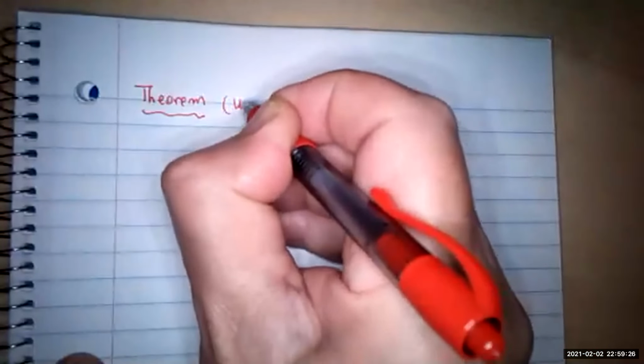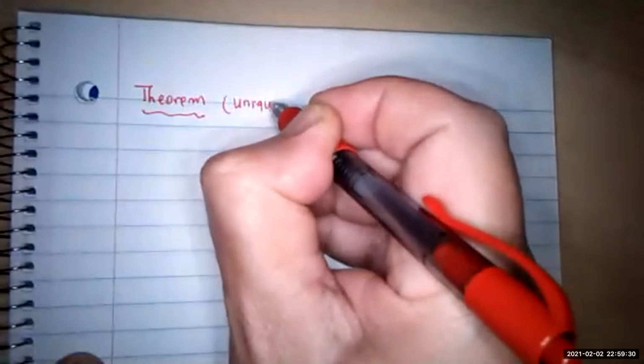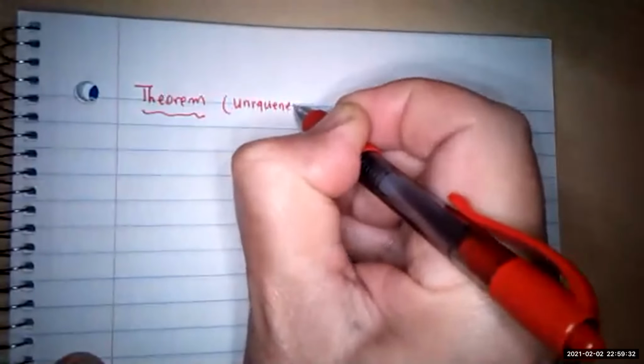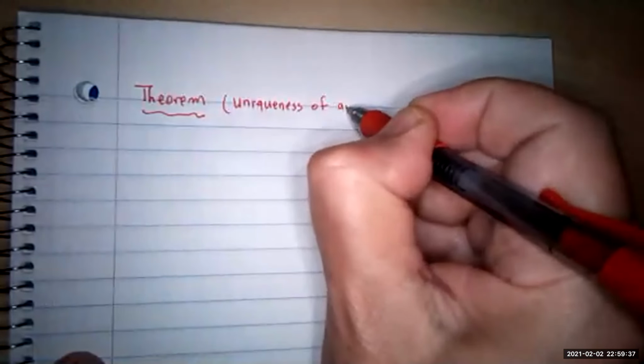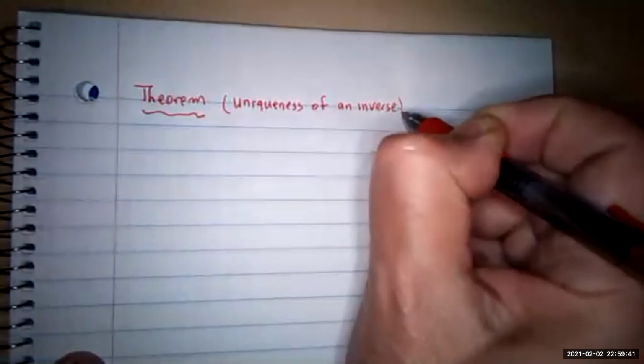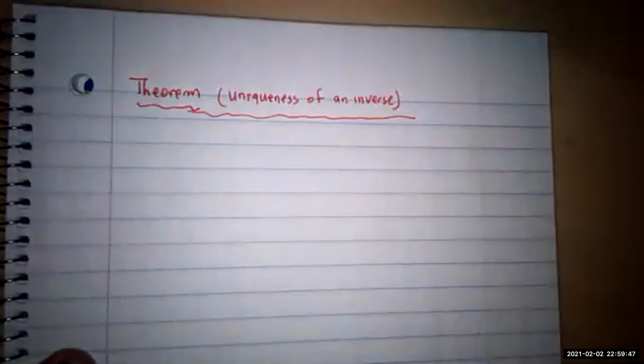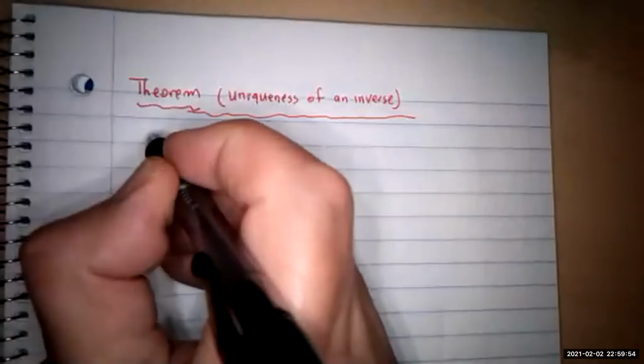So this theorem is called uniqueness of the inverse. Okay, that is it. It's going to be uniqueness of an inverse. Uniqueness of inverse. So basically this means the inverse of a matrix is one and only one. Okay, so it's nice to see the techniques.